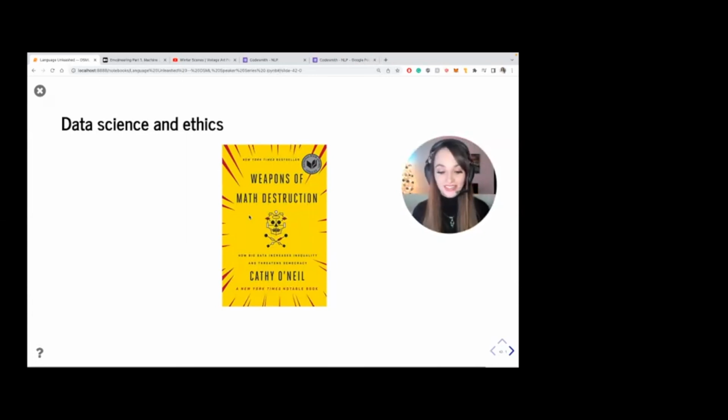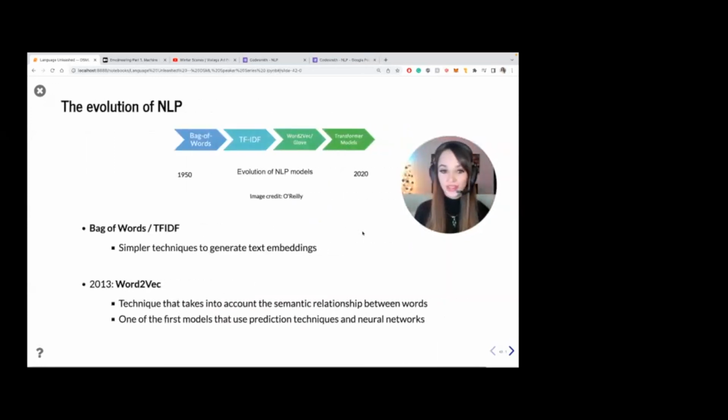So if anybody is interested in this topic, I recommend this book. It's called Weapons of Math Destruction by Cathy O'Neil. It's pretty good. So I know that we're running a little bit out of time, so I'm just going to quickly breeze through the evolution of NLP, and then I'm just going to open it for questions.